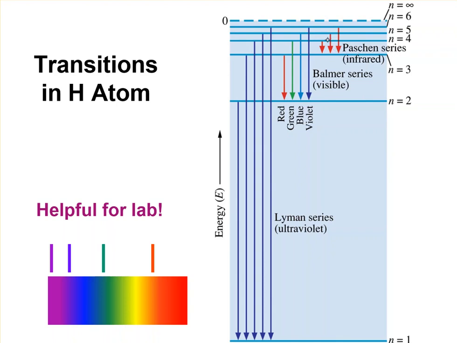Okay, so we have this pattern where, when you're comparing transitions, the most important factor for the amount of energy in a photon is where it ends up, which energy level it ends up on. So notice that all transitions that end at n equals 1, so this series here, are all falling in the UV range. The photons that they release are all in the UV range.